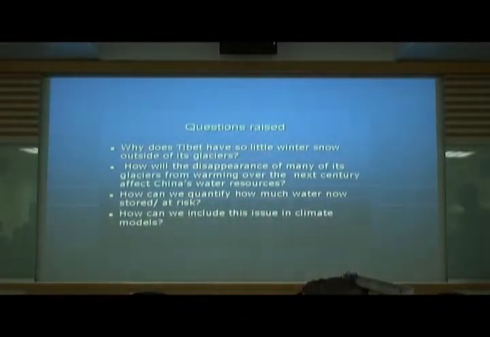So when you look at this image, and then you start thinking about things, one of which was, I'm not sure if this was winter, but you look at Tibet in winter, and it doesn't have much snow outside of the glaciers. So why does Tibet have so little winter snow outside of its glaciers? On the flip side of that, which has been around a long time, why do climate models make so much winter snow on Tibet?